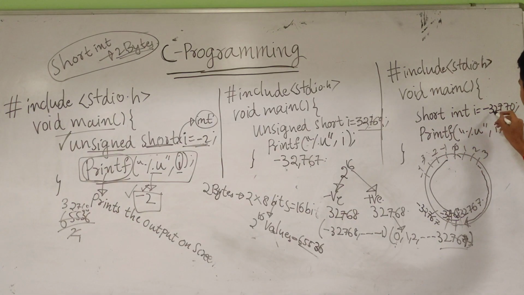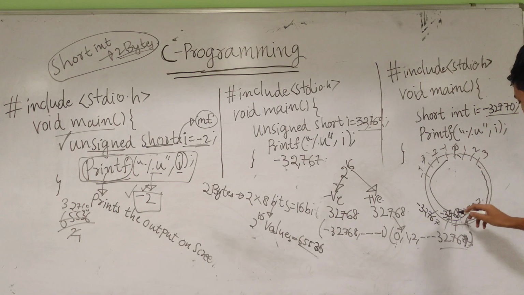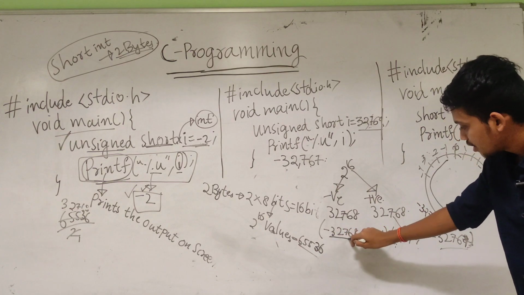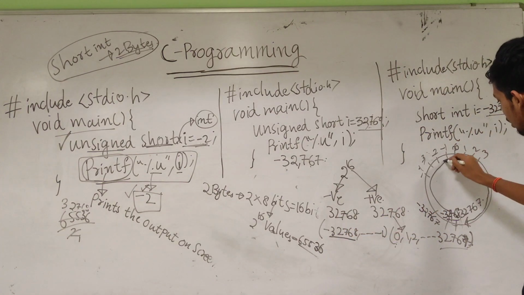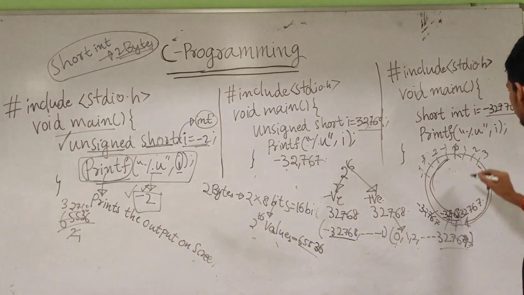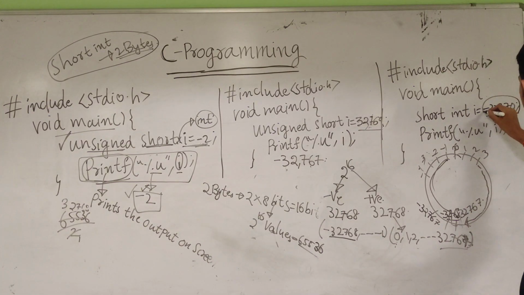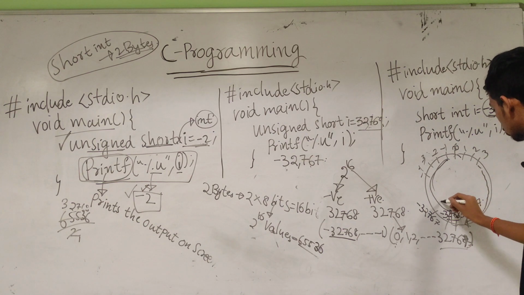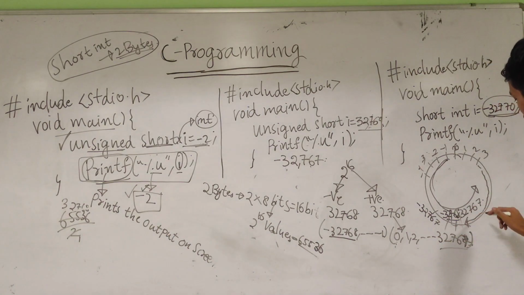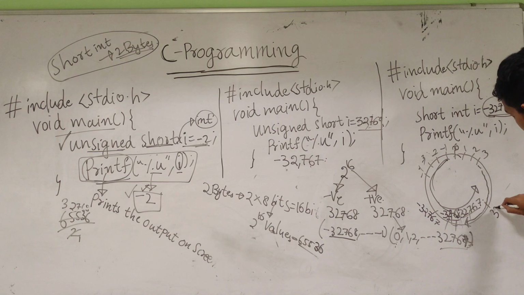And you take a look at this question also. Signed short int, i is 32,770. If you go to negative values, the maximum negative value in magnitude is 32,768. So if you go in this manner, you will encounter 32,768 here. This is the maximum negative value. If you want to reach this value, you need to go 2 more steps ahead. In the first step you will encounter 32,767. In the next step you will encounter 32,766.